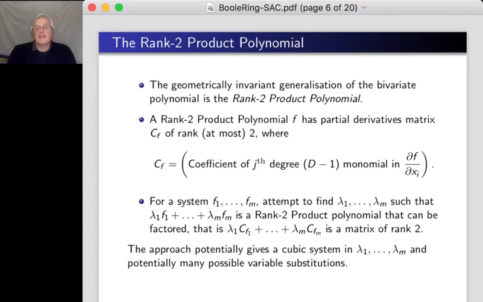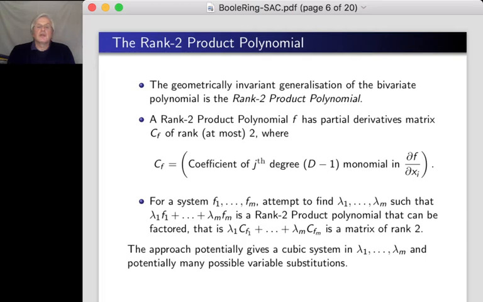Okay, so we can actually construct a geometrically invariant generalization of the bivariate polynomial, which we've termed the Rank-2 Product Polynomial. And so I'll give the definition first. We can construct a matrix of partial derivatives for a polynomial f, and we say it has the Rank-2 product property if this partial derivatives matrix, say C sub f, has rank 2. So this is an easy matrix to construct.